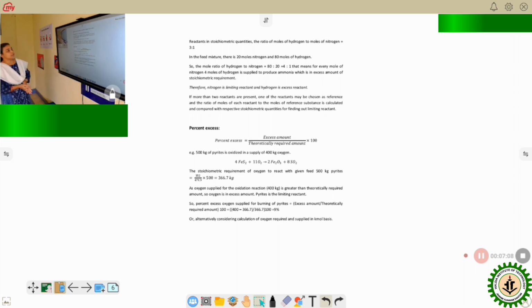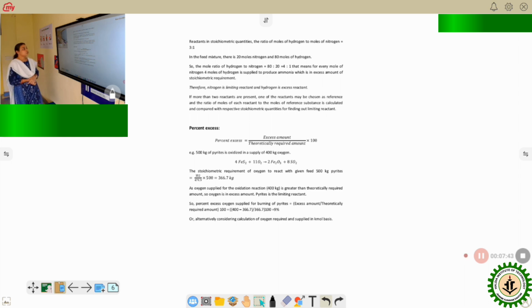To produce ammonia, the ratio is 4:1. This ratio is higher than the stoichiometric ratio. So hydrogen is the excess reactant. Hydrogen is used in excess of the stoichiometric requirement. Therefore, nitrogen is the limiting reactant and hydrogen is the excess reactant.